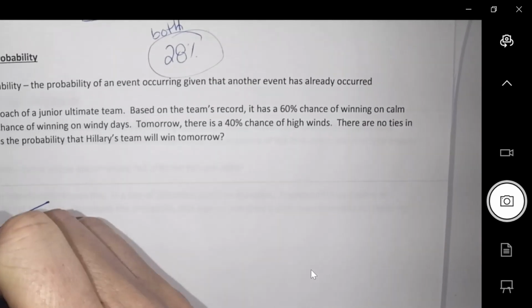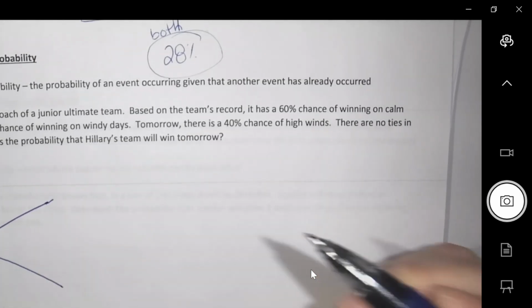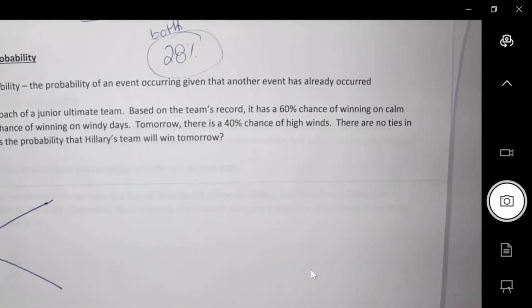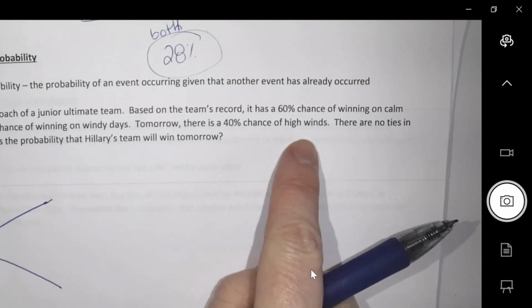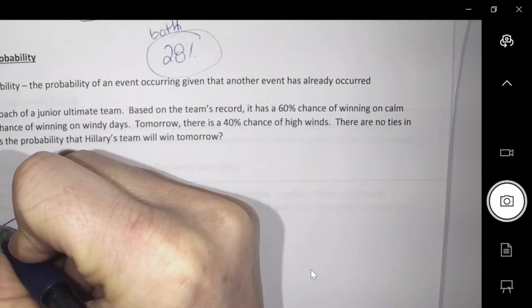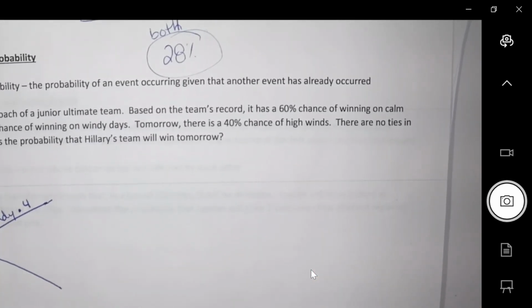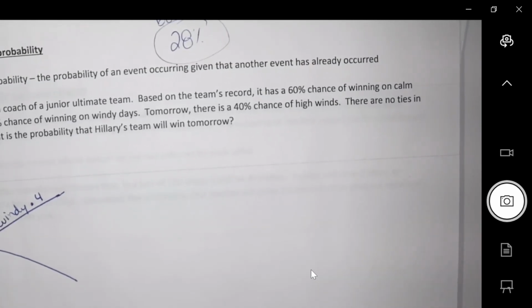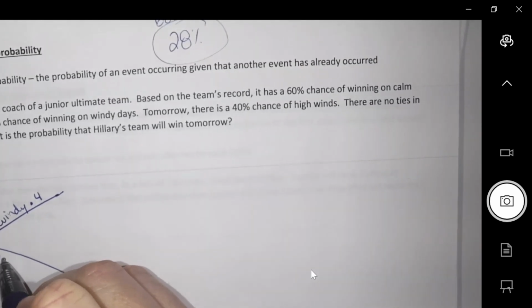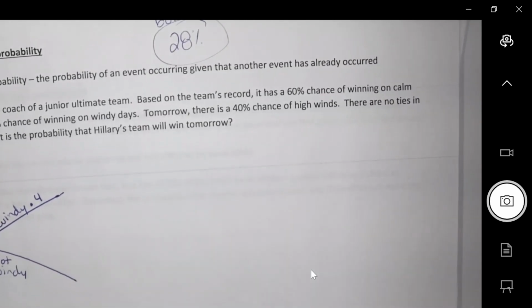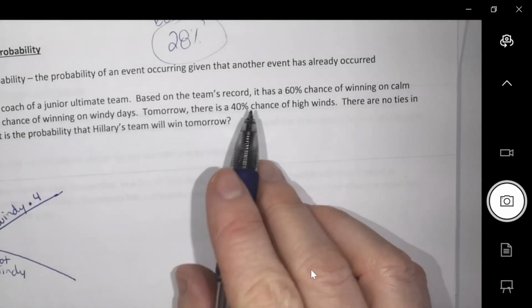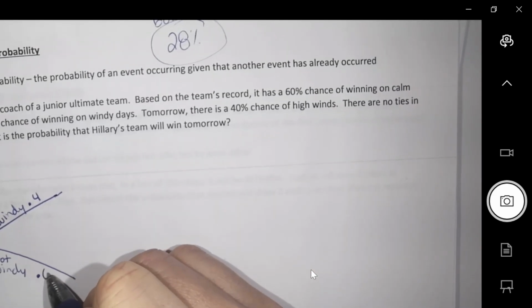Okay, so we're going to do a little bit of a diagram situation. The first thing I'm going to do is the wind. There's a 40% chance of it being windy, so I'm going to go windy, 0.4. What's the chance that it's not going to be windy outside? If this was 40%, then this is what? 60%.